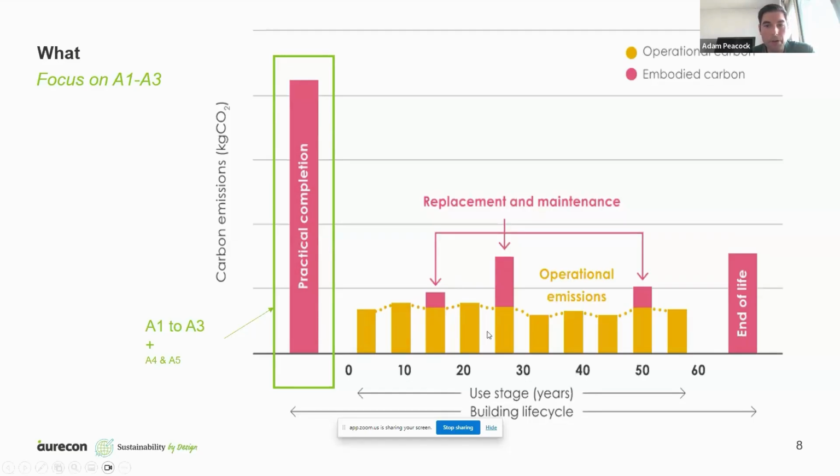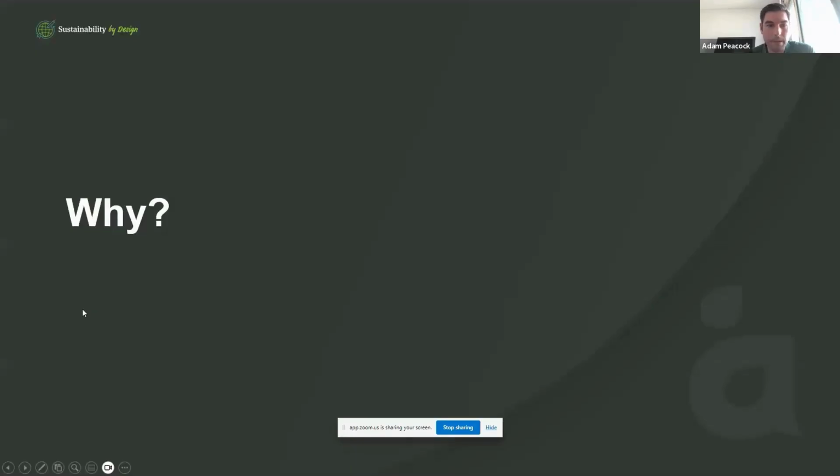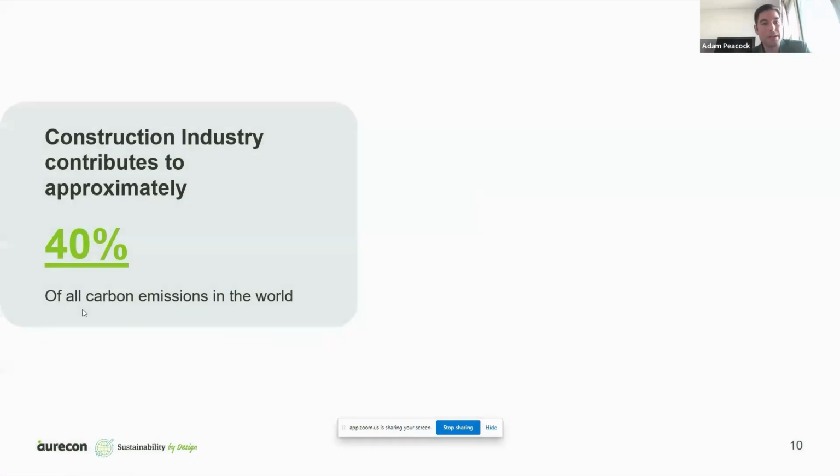So there's been a lot of focus on the operational emissions, and there hasn't been a lot of focus on the embodied carbon emissions over the recent years. So there's a big focus now on trying to reduce those embodied carbons, and that's going to be the big challenge moving forward. So why? The construction industry contributes to approximately 40% of all carbon emissions in the world. It's a huge portion, it's nearly half.